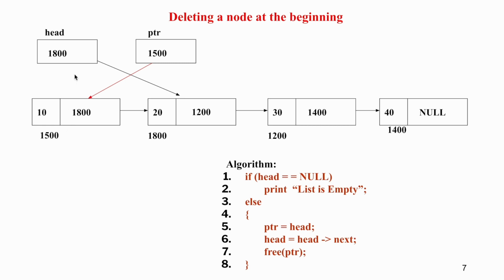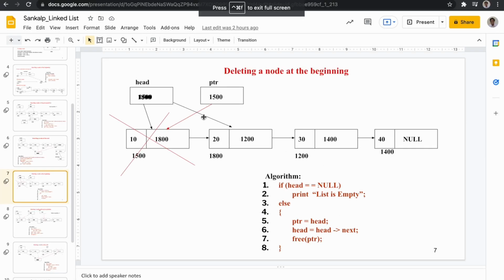Here the head pointer must point to the second node of this list, because after deleting the first node, this node becomes the first node of this list. And the temporary pointer is required because here we want to free the memory space for this particular node using the free function. Now this is the algorithm, and now let's code what we have understood.